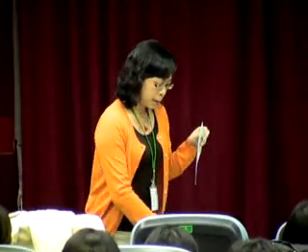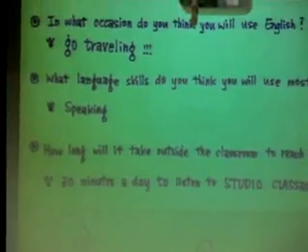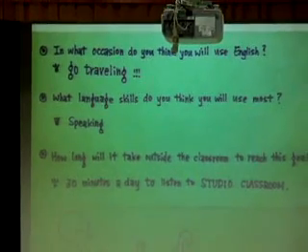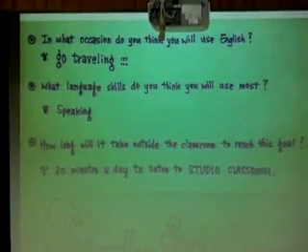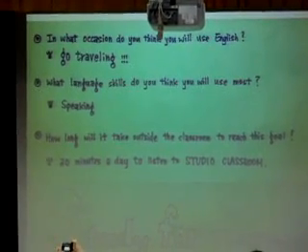See, if they fold the paper like this, it is blank, right? So I don't want to waste the paper. I asked them to write answers to the 3 questions on the blackboard, which are, in what occasions do you think you will use English? And some say they will go traveling, some say they will use it at work, maybe go study abroad, or use it for mail correspondence.